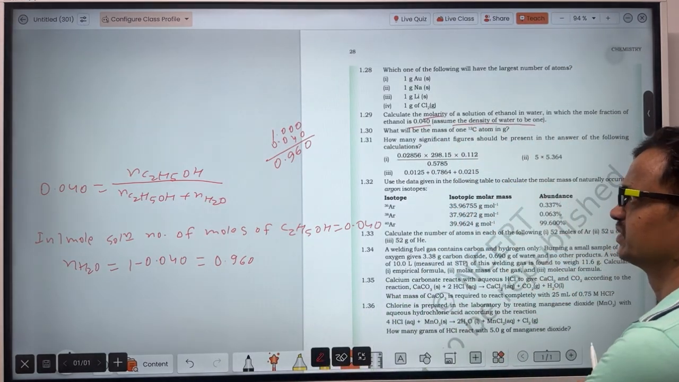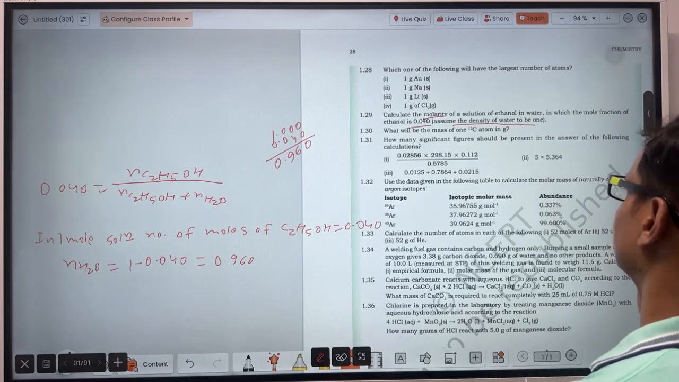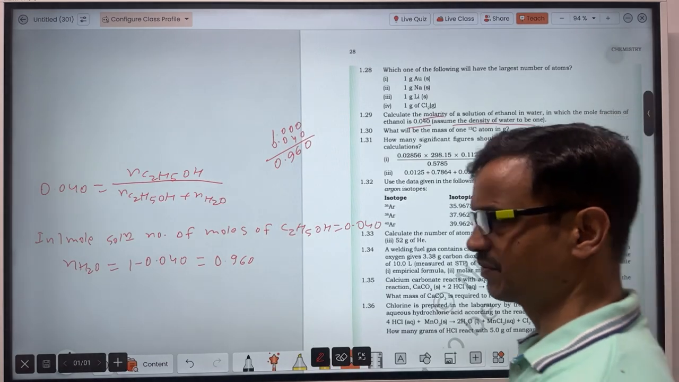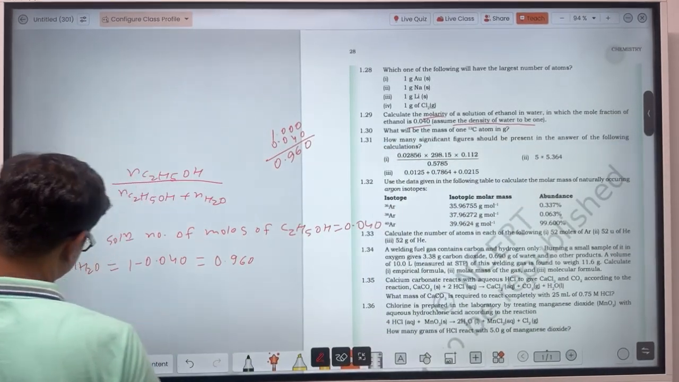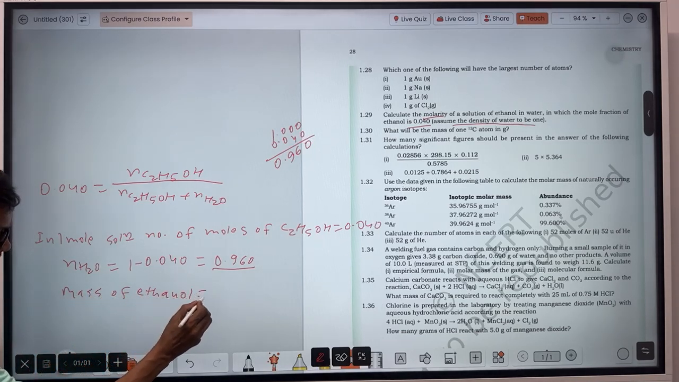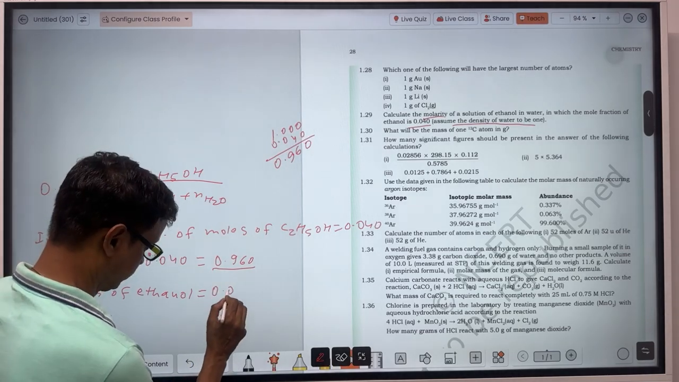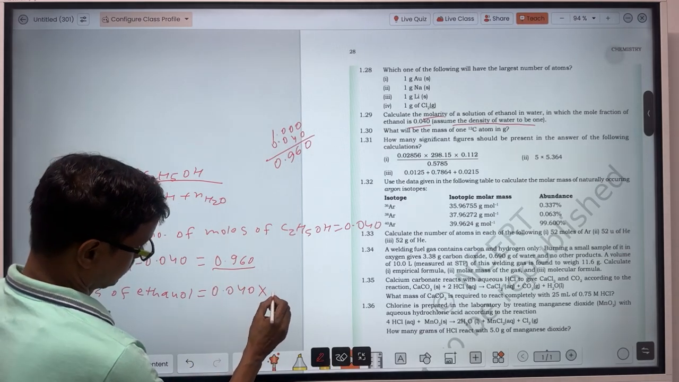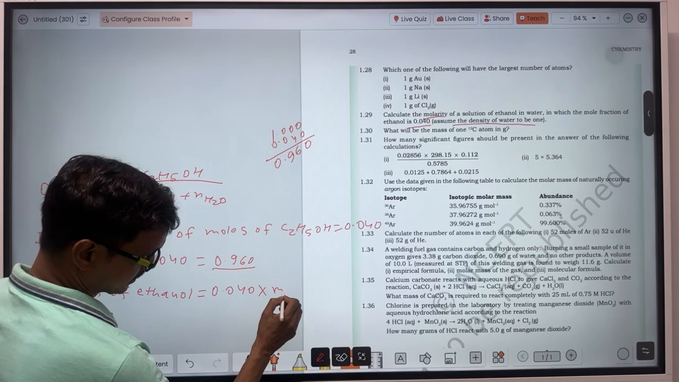Density of this is 1. Number of moles is this much. Number of moles of ethanol is this much. Density is 1. So let's see, mass of ethanol will be how much? Into molecular weight of ethanol.